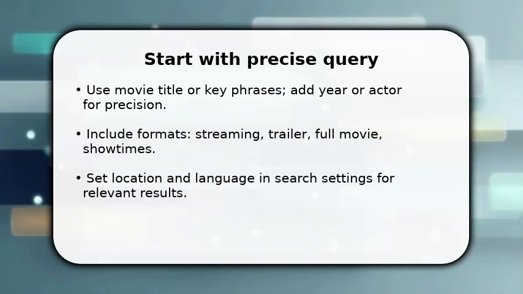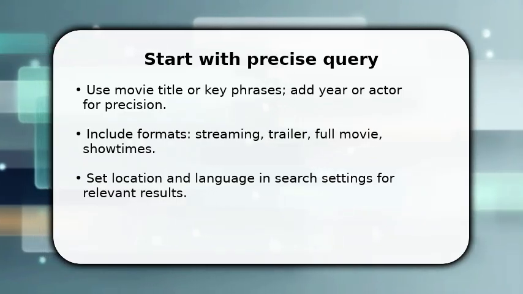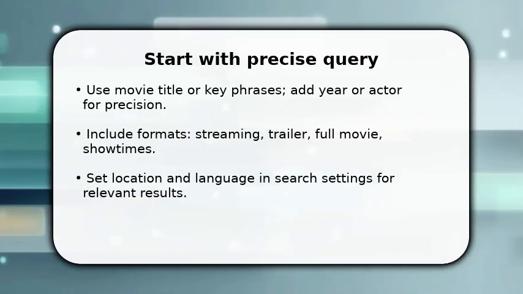Enjoy the video. You begin by typing a focus search phrase so Google returns fewer irrelevant links. Use the movie title plus a year or a lead actor to narrow results. This helps if multiple films share a name. Add words like streaming, trailer, or showtimes to target intent.